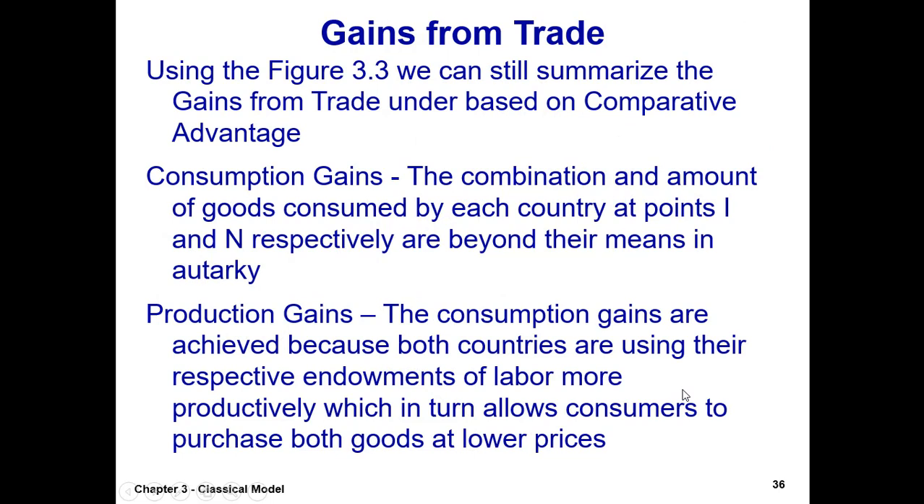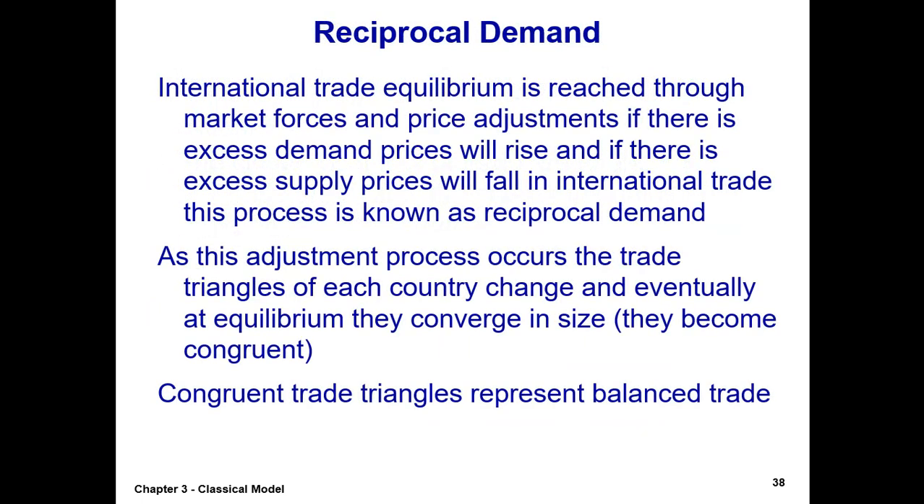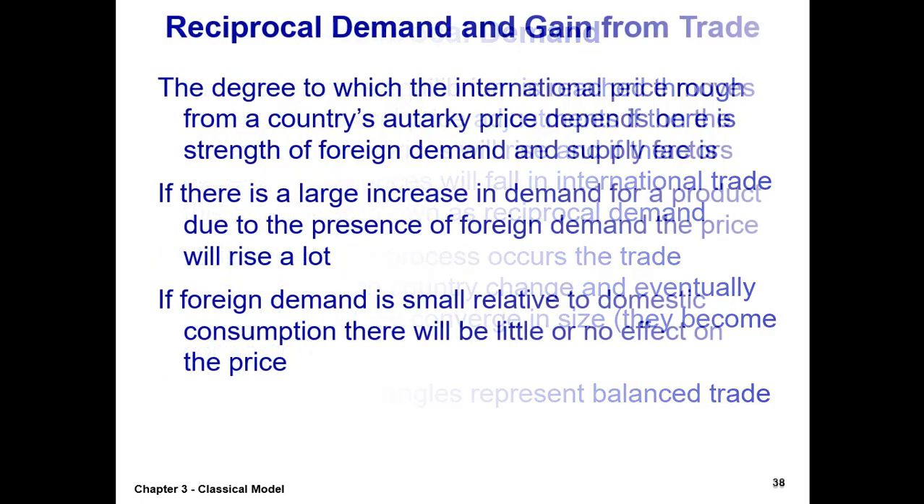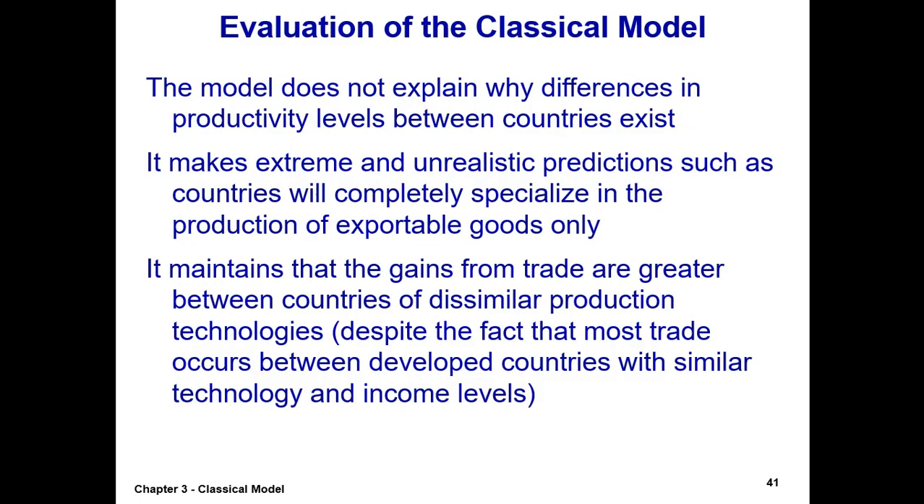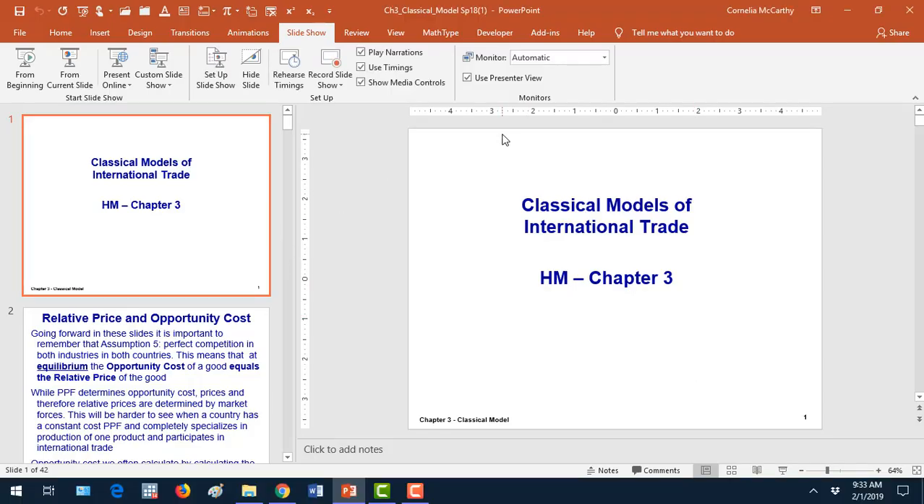This talks a little bit about how it also gives us a production gain because in the process of allocating our resources as a world, meaning the two countries combined, it's going to be using the least amount of resources, in this case labor, to produce the amount of output the whole world is going to consume. And then this reciprocal demand story is just the idea that exports will equal imports as you move along, and you can identify that in the graph. That's basically the information from that slide.